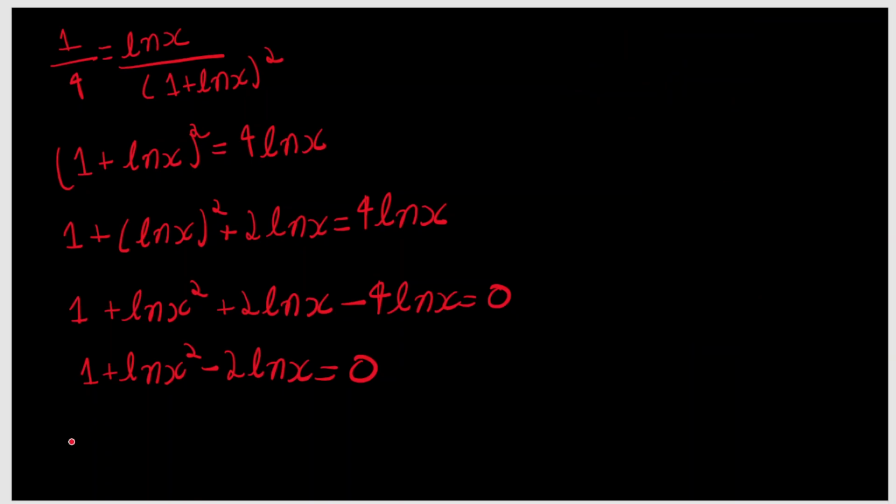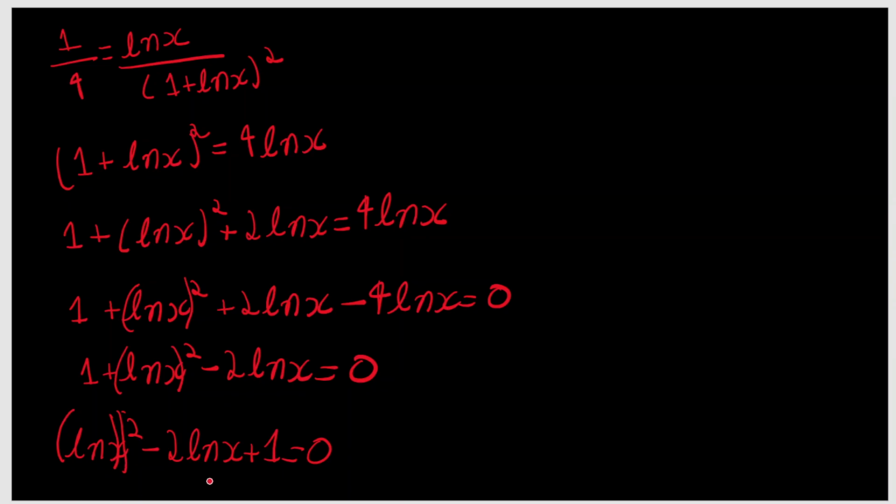So simply let me rewrite it again. (ln x) square minus 2 ln x plus 1 is equal to 0. Oh my bad, I'm so sorry, there's a bracket over here. So this is a bracket, above the bracket, (ln x) whole square.